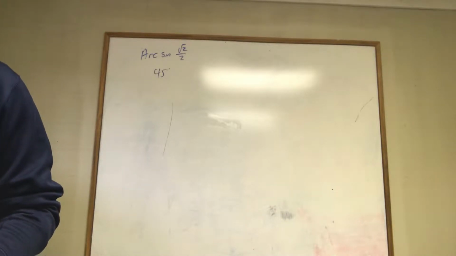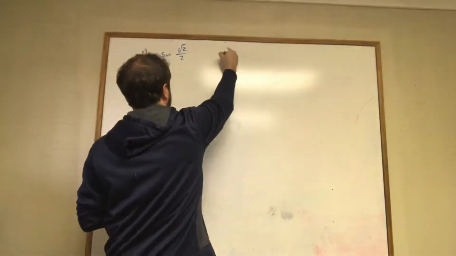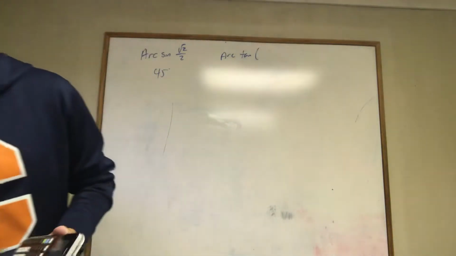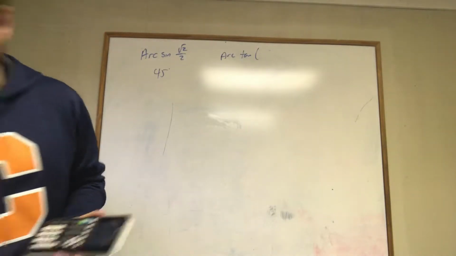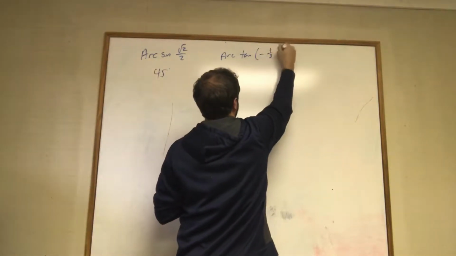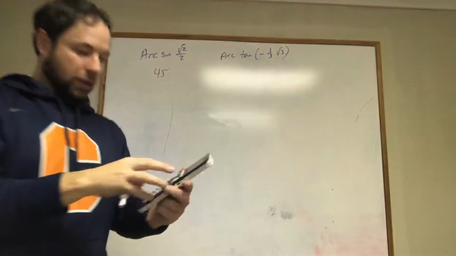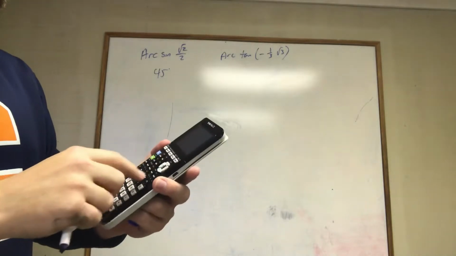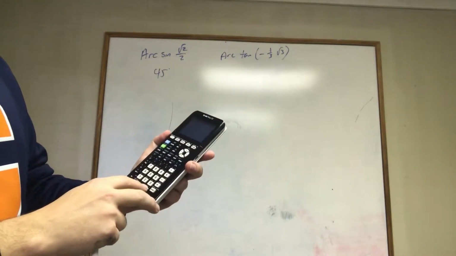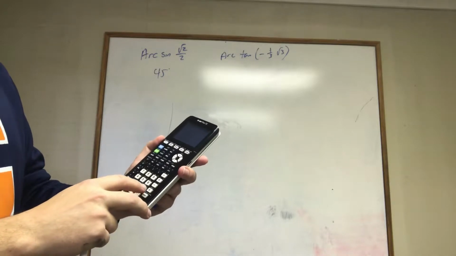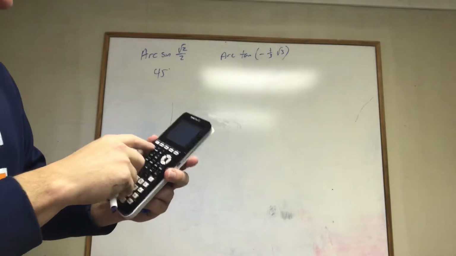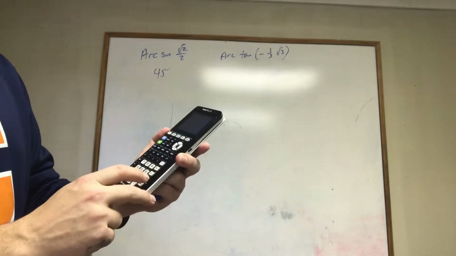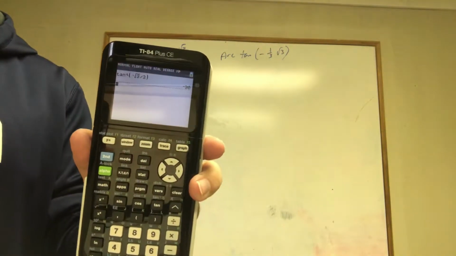Let's look at the next one. It says arc tan of -1/3 √3. So we're going to go in our calculator. We're going to hit arc tan, and we're going to go negative, and we can do √3/3 is fine. Go ahead and combine those. We got -30 degrees.